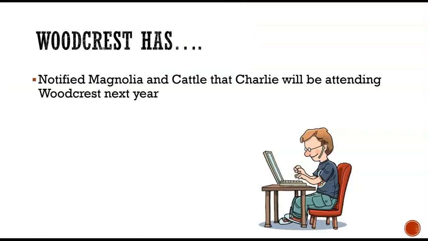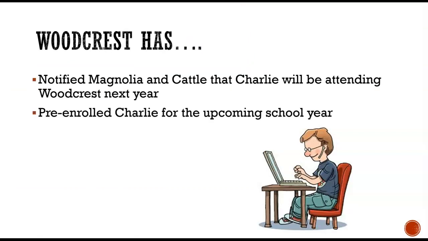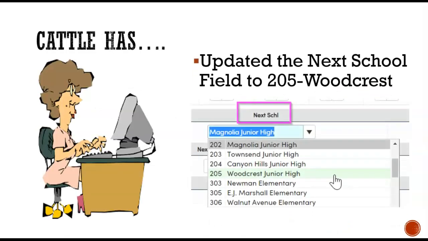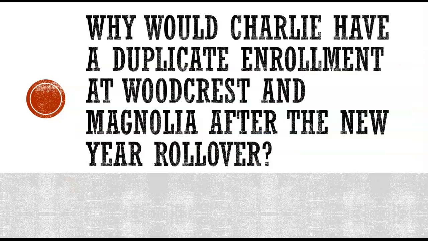Woodcrest has notified Magnolia and Cattle that Charlie will be attending Woodcrest next year. They have pre-enrolled Charlie for the upcoming school year and updated the next school field to 205. Cattle has updated the next school field to 205 Woodcrest.